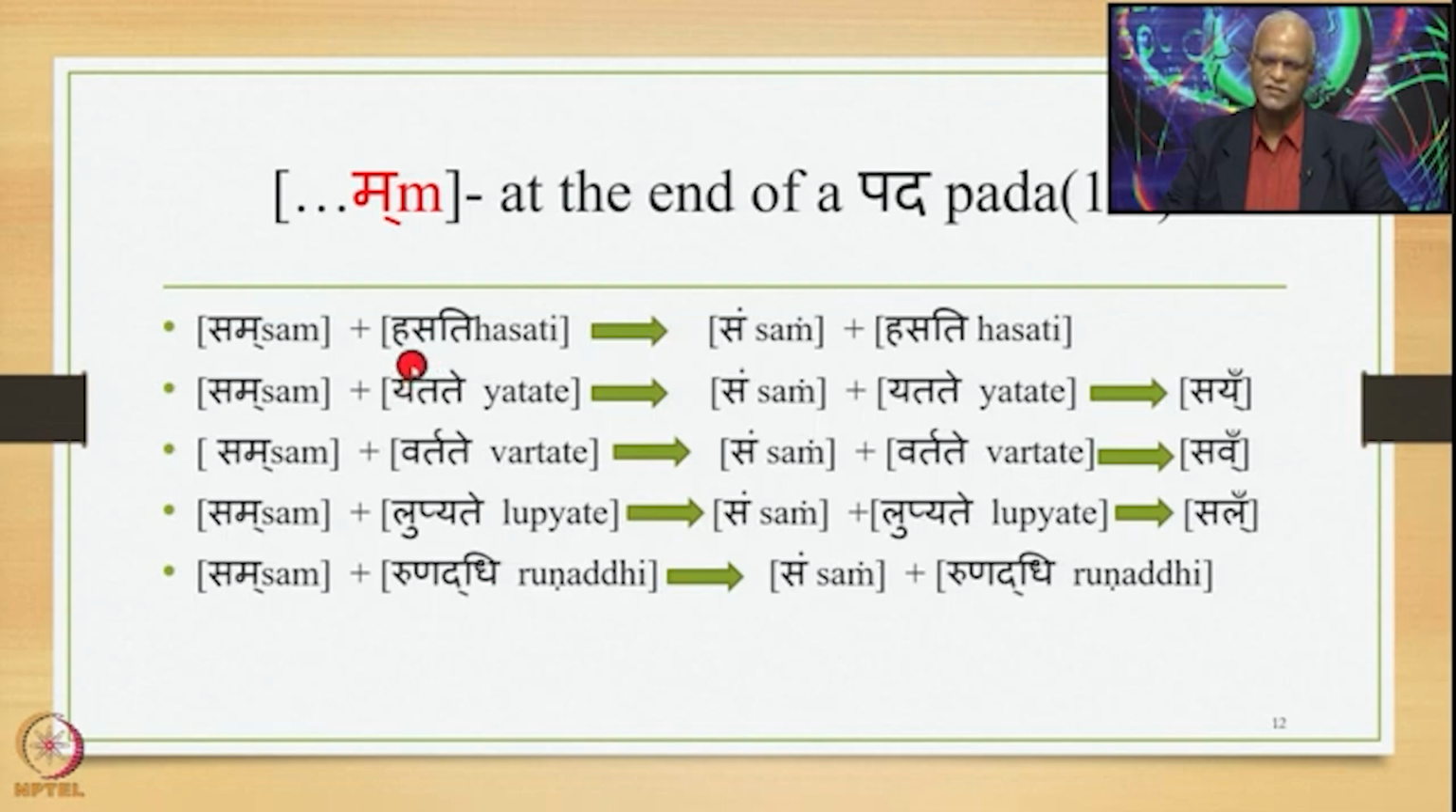followed by hasati, at the beginning of which comes a consonant h. So, we have sam hasati. Now, this ma will be substituted by an anuswara as an output. So, we have sam hasati. This will be the output generated by 8.3.23, sam hasati. Now, since h is not part of yai, there is no parasavarna substitution of this anuswara. So, sam hasati remains sam hasati.